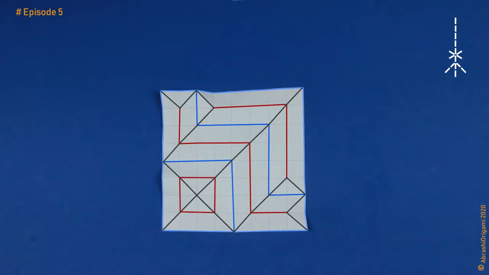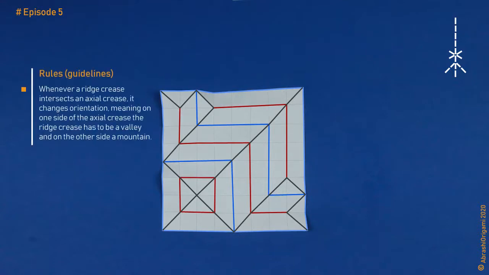So, the rules or guidelines, if you prefer to call them so, are as follows. First, whenever a ridge crease intersects an axial crease, it changes orientation, meaning, on one side of the axial crease, the ridge crease has to be a valley and on the other side a mountain. Second, whenever a ridge crease changes direction, its orientation stays the same. Let me show you these rules on a proper example.